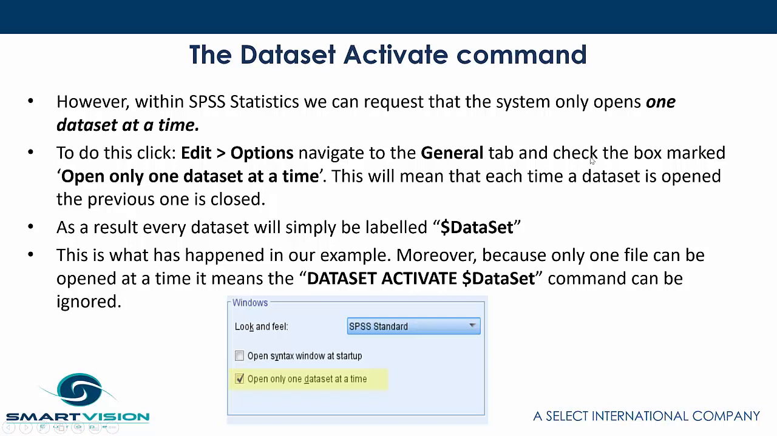And that will open up a dialog box with lots of tabs in it, and those tabs allow you to change the default settings in SPSS. So my default setting is usually just to open one dataset at a time. I find it too confusing to have multiple datasets open at a time. And because it can only open one dataset at a time, of course, everything's given the same label. It just labels it as dataset, not dataset 1, dataset 2, dataset 3.